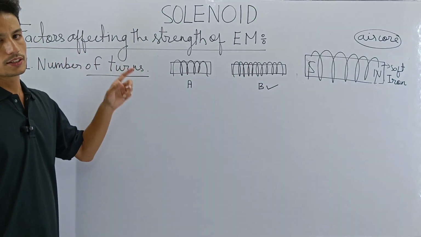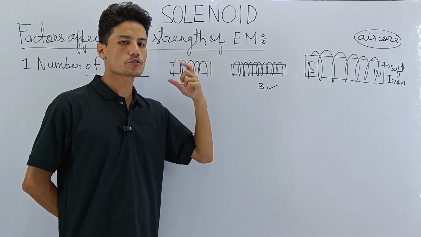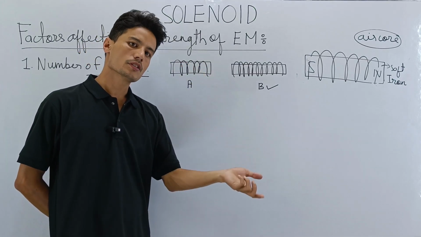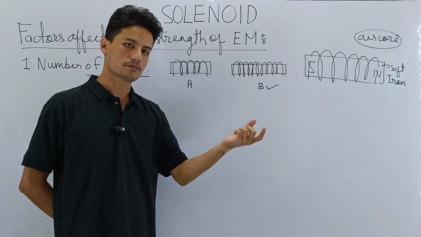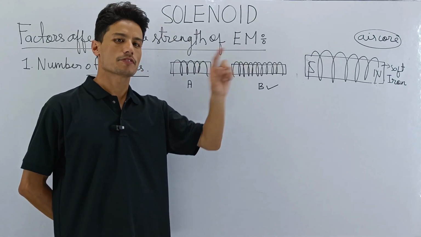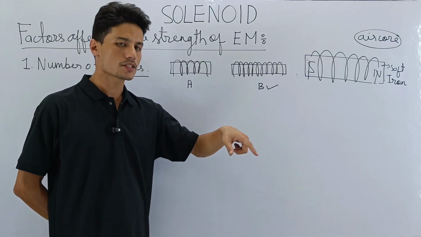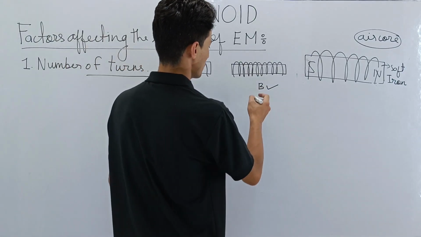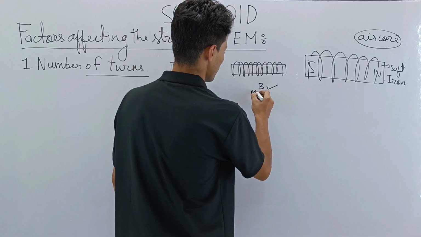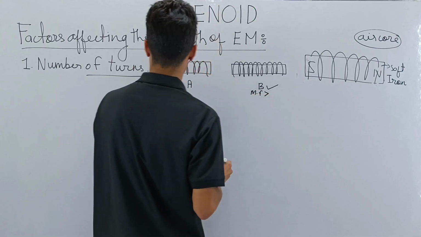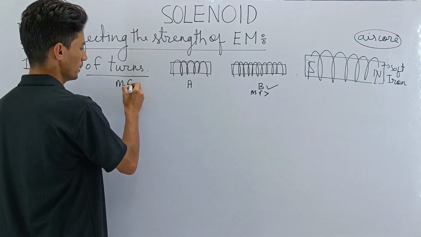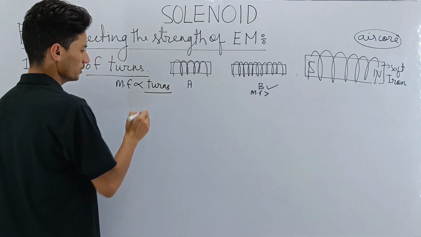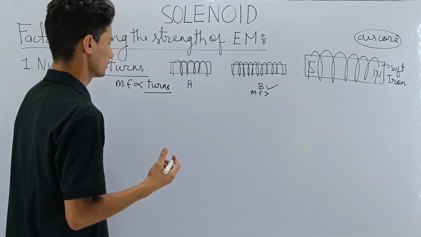The strength of the magnetic field produced in an electromagnet depends on the number of turns. More number of turns, more magnetic field, not stronger current. Remember this. So magnetic field is stronger here. Or we can also write magnetic field is directly proportional to turns. More number of turns, stronger magnetic field.